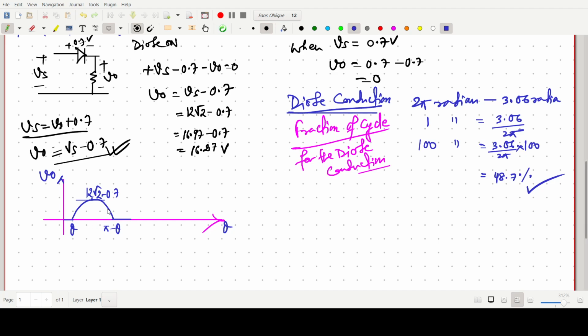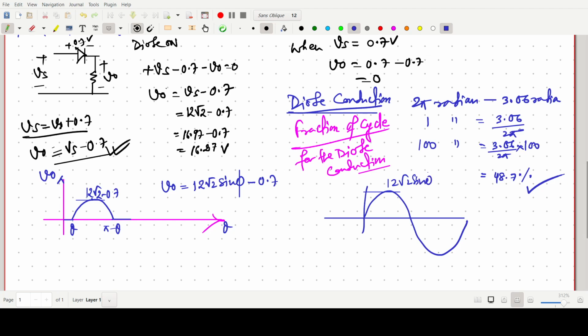This is the peak value. But for the sinusoidal waveform, v naught can be written as 12 root 2 sine phi minus 0.7. 12 root 2 sine phi is like this, some input signal source like this. Then with minus 0.7, this graph will move down and start like this. So this should be 12 root 2 sine phi minus 0.7. So v naught can be written as 12 root 2 sine phi. This is the peak value, but we can write it like this.